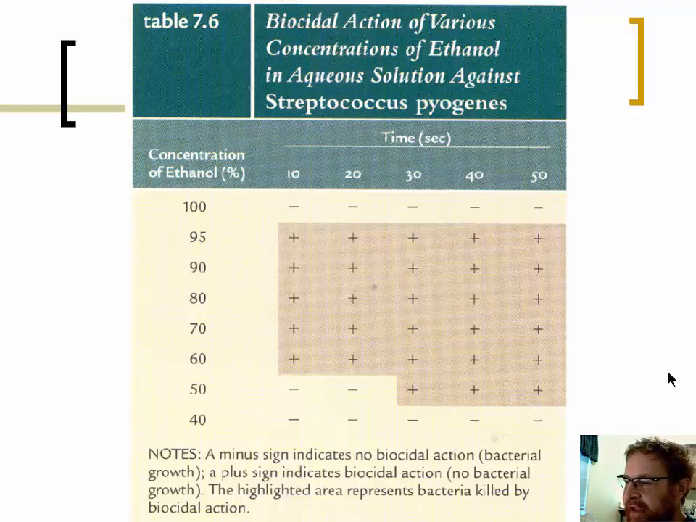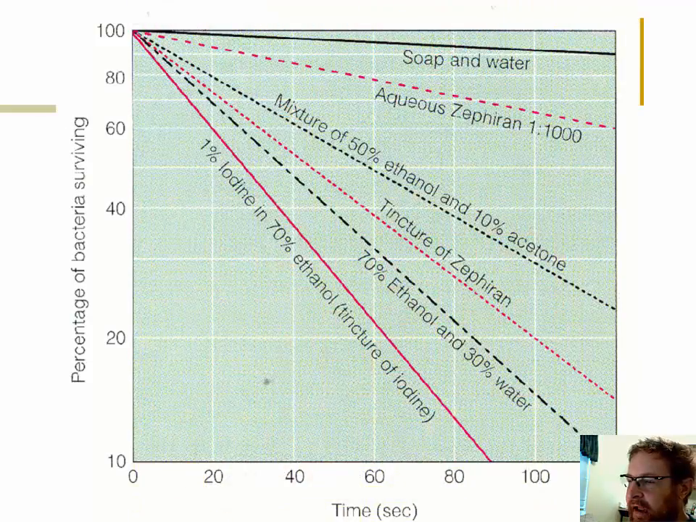Now that 50%, if you could do the treatment with the ethanol for over 30 seconds, then you're going to be able to get a decent amount of killing. And for the 40%, it's just too low to be able to kill anything. So in general, increasing the concentration over a certain range will kill more effectively. And here's just a graph of some of those killing patterns.